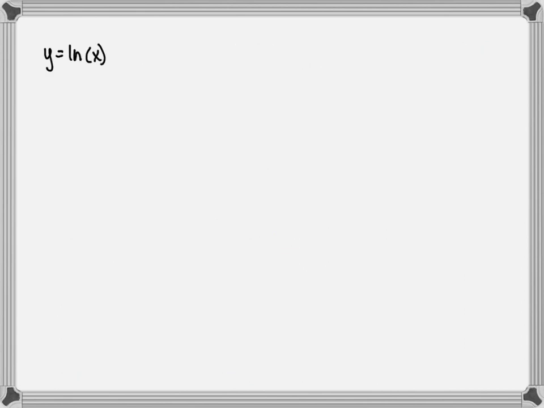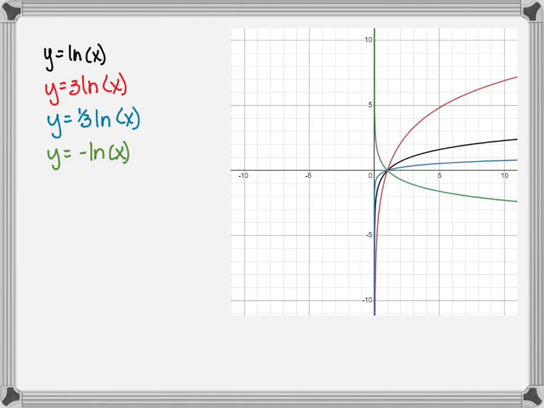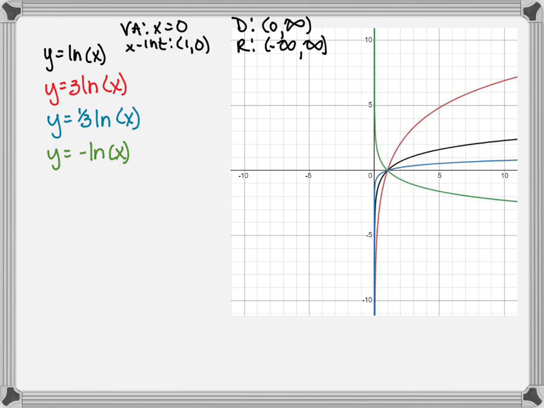Okay, let's look at some graphs of the natural log function. We're going to look at y equals the natural log of x, y equals 3 times the natural log of x, y equals 1/3 times the natural log of x, and y equals negative natural log of x. We can see all 4 of these graphed on the same coordinate plane here. The parent function is graphed in black, and I will remind you of some of its attributes. We have a vertical asymptote at x equals 0, an x-intercept at (1, 0), a domain from 0 to infinity, and a range of all real numbers.